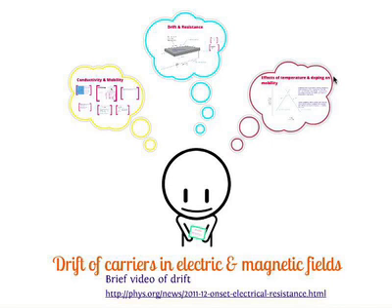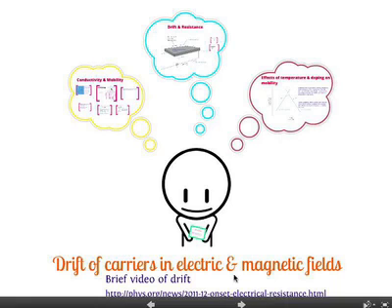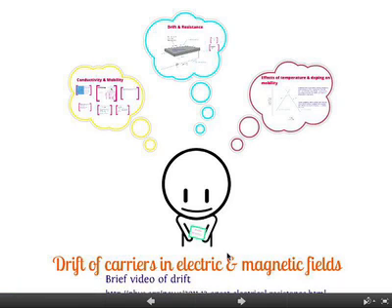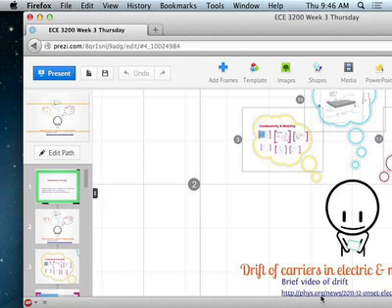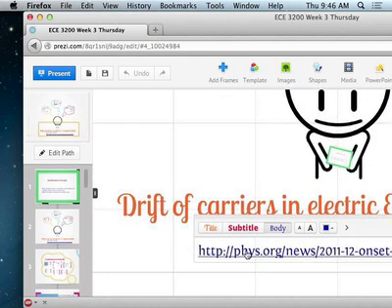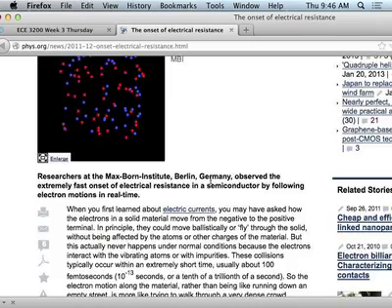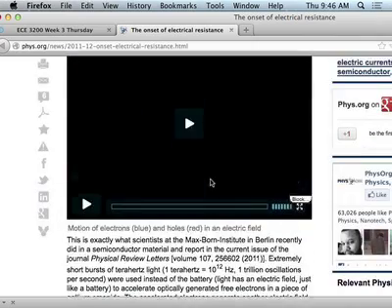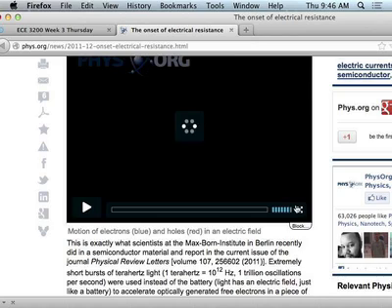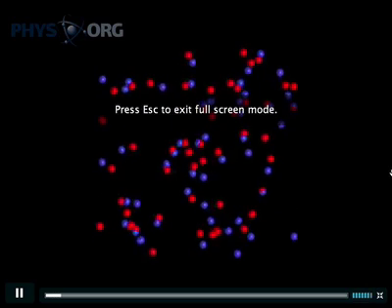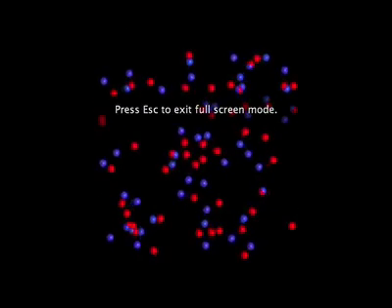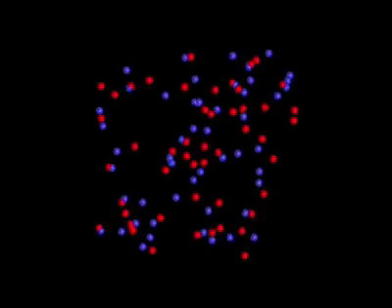But before we go into it, let's see a very brief video of what it looks like, so you have a feeling for this. This is a nice simulation that these scientists did. It shows what happens.